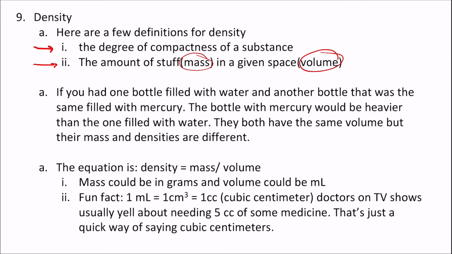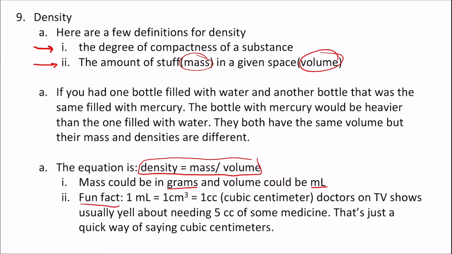If you had one bottle filled with water and another bottle that was filled with mercury, both bottles the same size, the bottle with mercury would be heavier than the one filled with water. They both have the same volume, but their masses are different along with their densities. The equation for density is density equals mass divided by volume. Mass could be in grams, and volume could be in milliliters. There's some other options for both of those, but for what we'll be dealing with most of the time, it will be grams and milliliters.